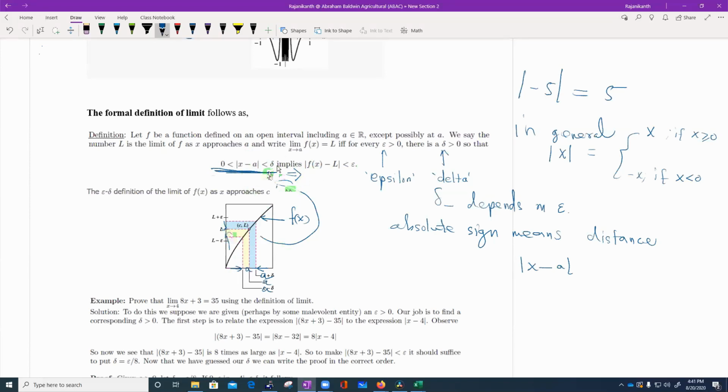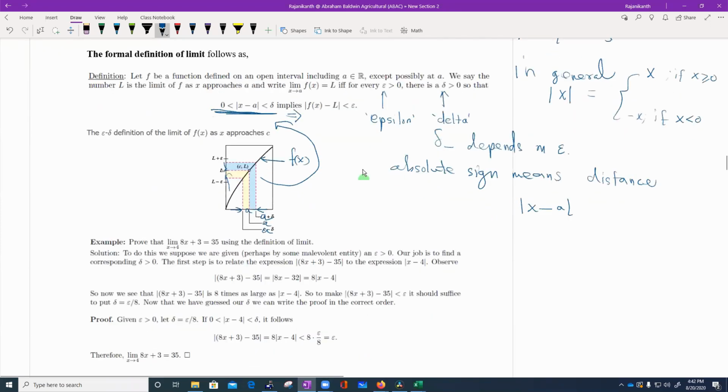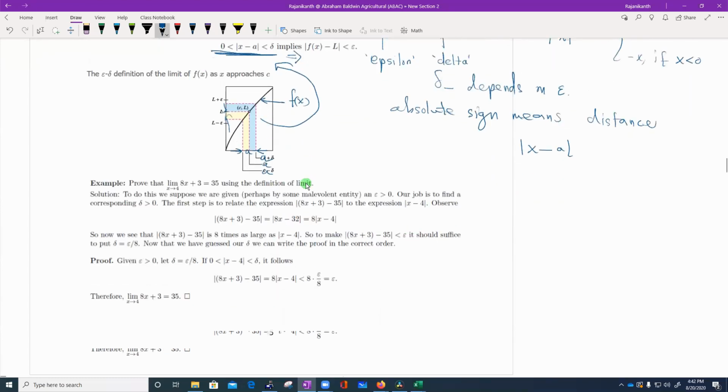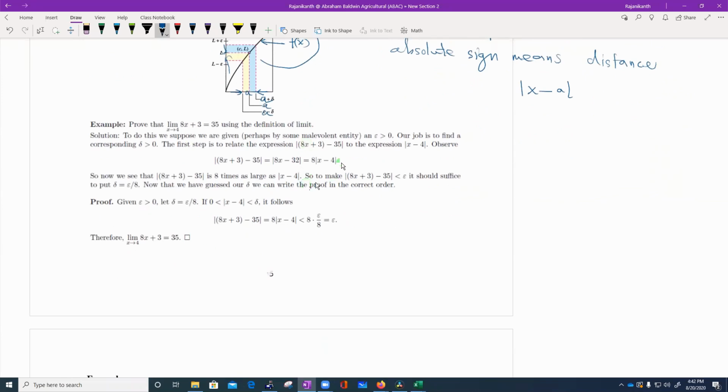In other words, if you squeeze these two values into a very tiny number, that means you have to squeeze your function value also within that tiny range. So remember, these two are very tiny. If you make x very close to a as much as possible, then your function should be close to L as much as possible. That's the meaning. This whole formal definition is not easy to understand, but anyway, let's do a couple of problems to get some idea.